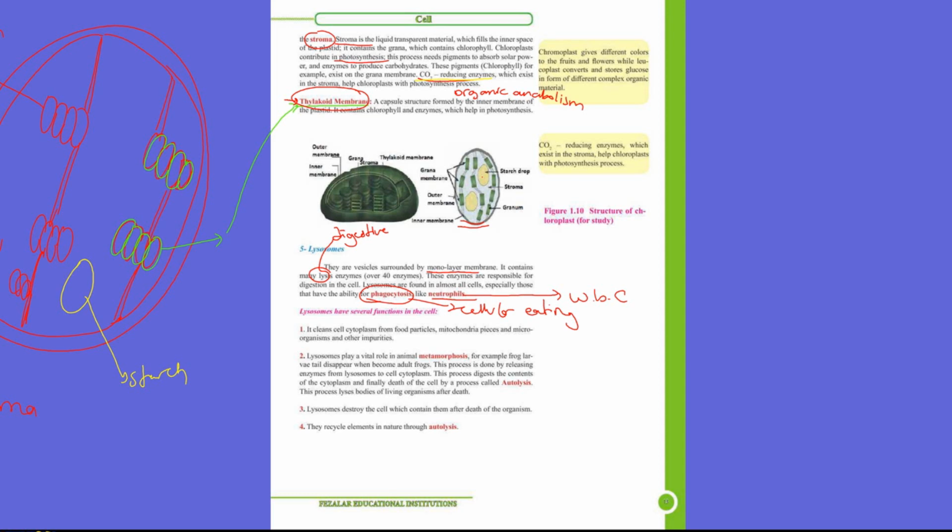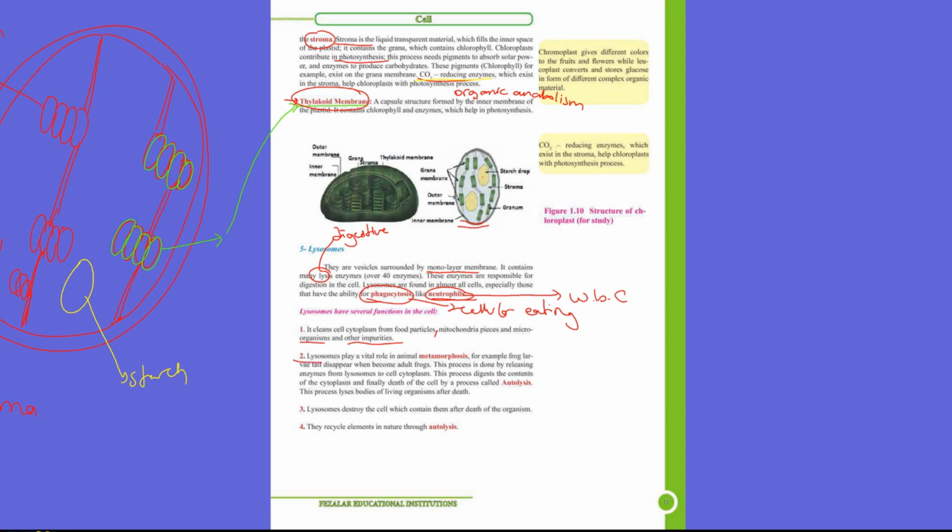Lysosomes have several functions in the cell. They clean the cytoplasm from food particles and digestion products, and mitochondria pieces. When mitochondria get older and become non-functional, they are also digested by lysosomes. Cells like neutrophils digest microorganisms and other impurities. So we can call the lysosome the cleaner unit in the cell. Any impurity, part of any organelle, food or waste is cleaned from the cytoplasm.